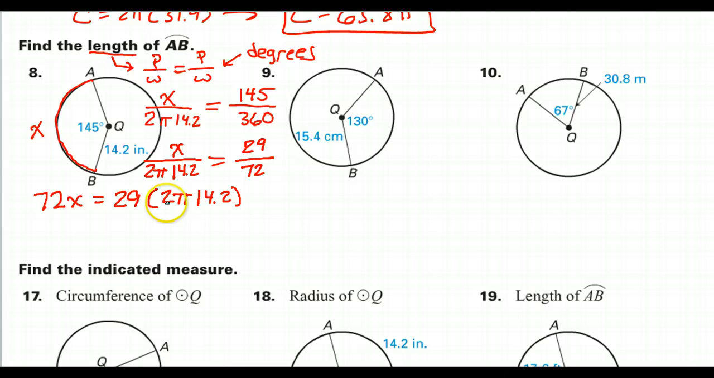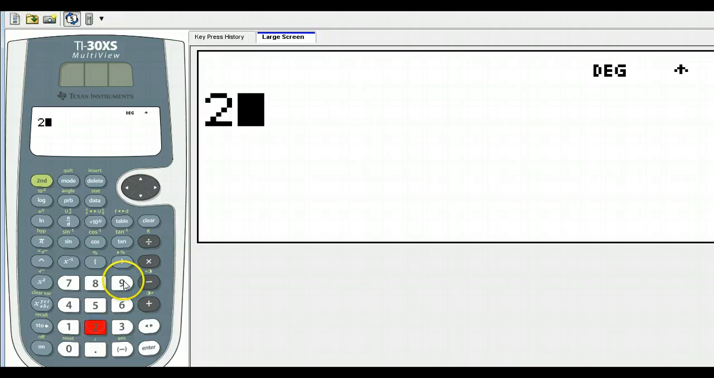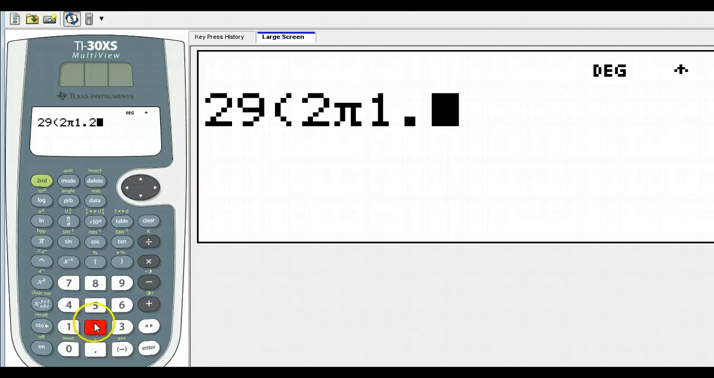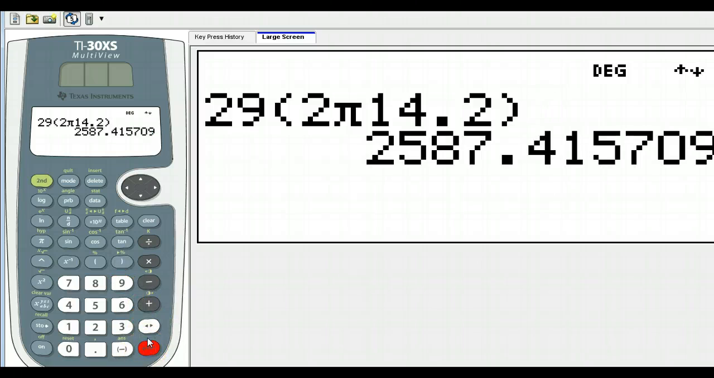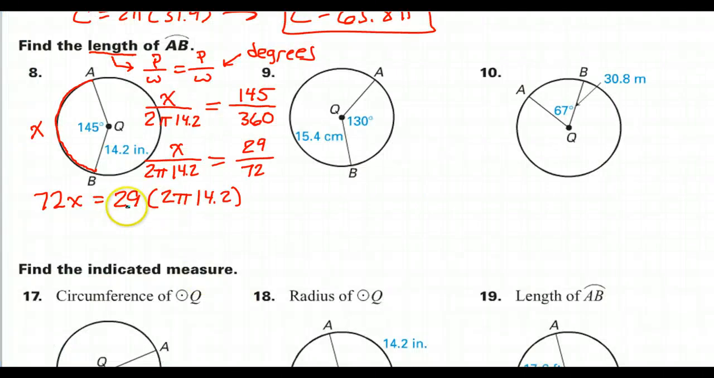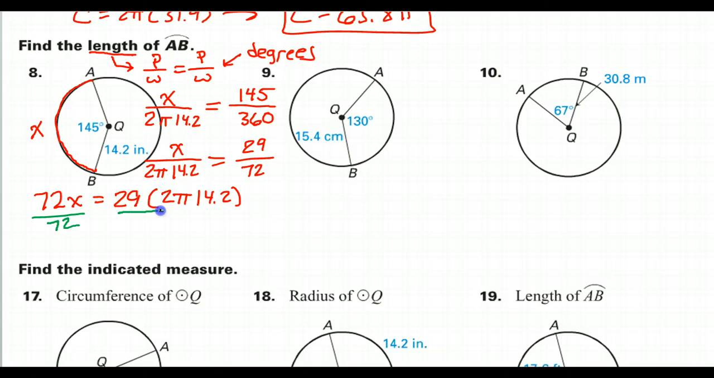So let's do that. 29 times 2 pi 14.2. Whoops, I missed a 4. 14.2. Okay, we get that decimal. Now do not round this, just leave it in your calculator, because our next step after this is going to be to divide both sides by 72.